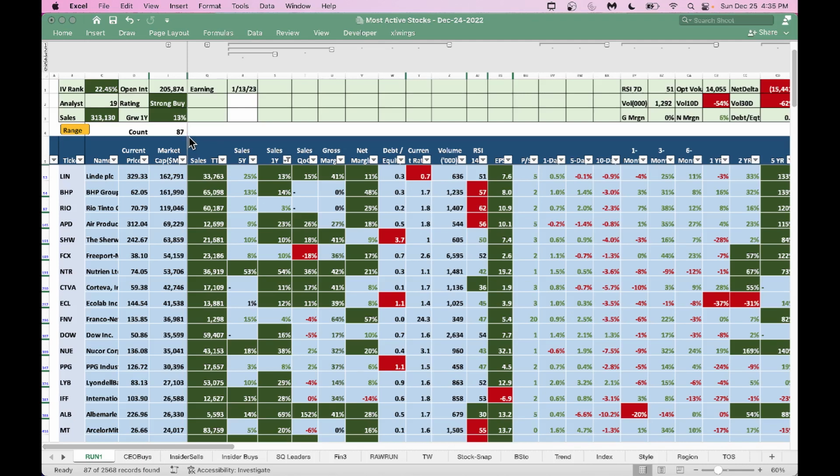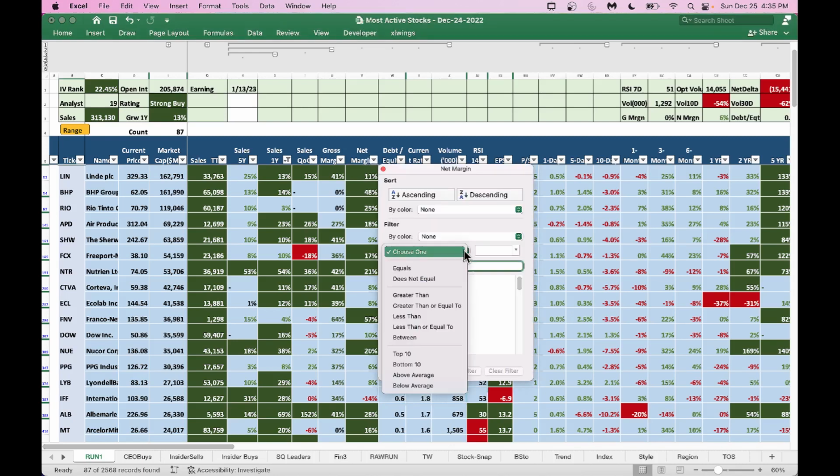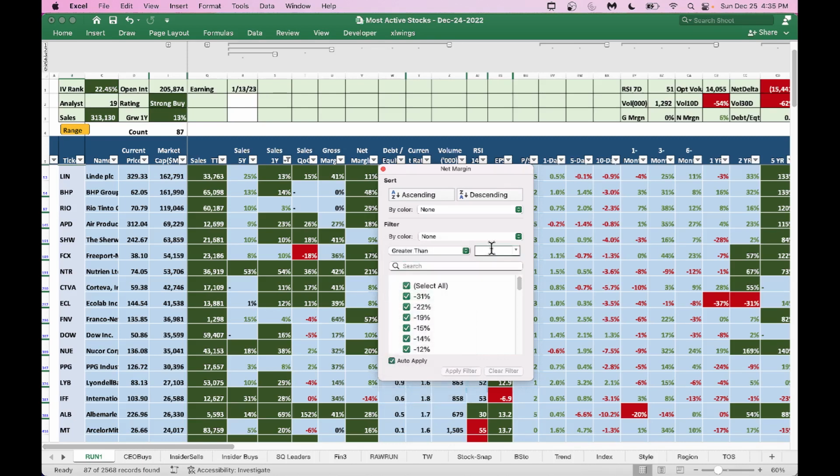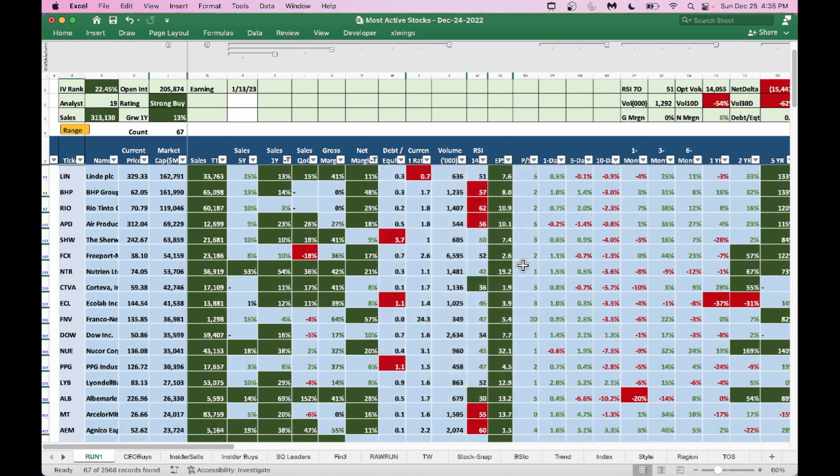Now we can apply more criteria. I want to make sure the net margin for these companies is more than 0. I want the positive net margin companies. So let's go here and say net margin greater than 0. Now we are down from 87 to 67. We removed 20 companies here.